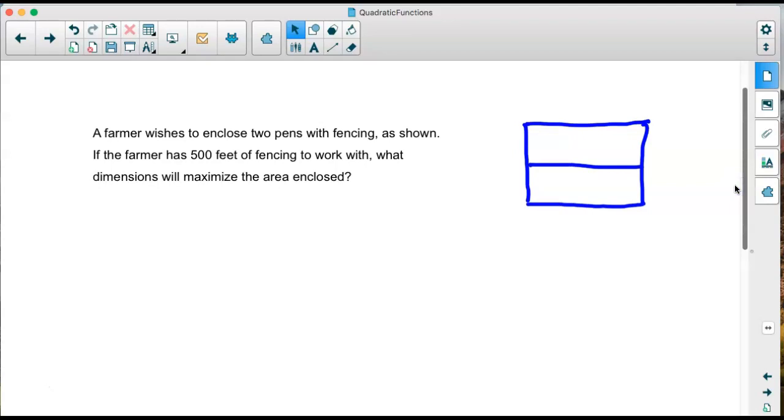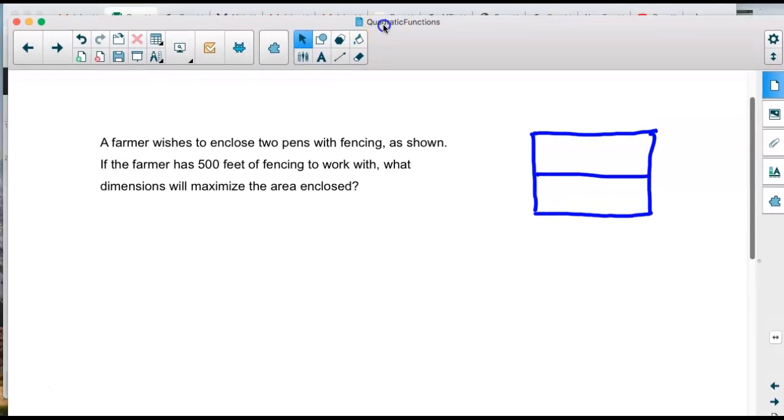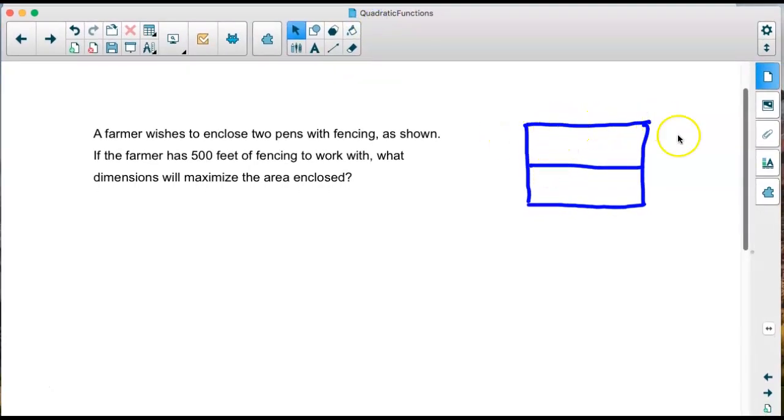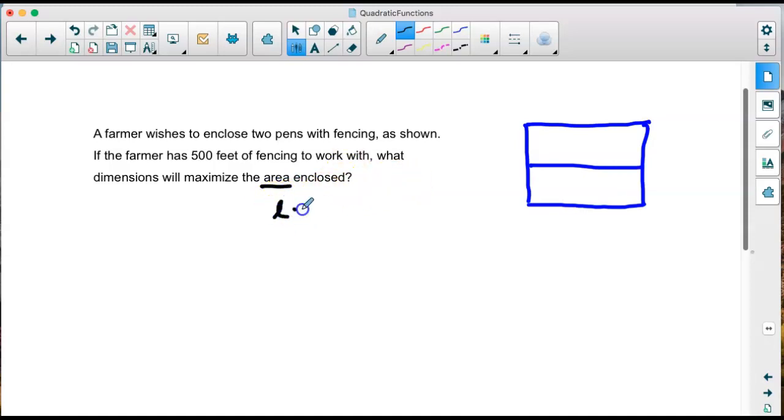So this first example says we have this pen that has fencing around it, with two separate fencing sections, and you have 500 feet of fencing to work with, and you want to make the maximum area in here, so that you can maximize the area of this shape. Now this is probably a quadratic because we're dealing with area, and area in this case is length times width. Length times width equals area of a rectangle.